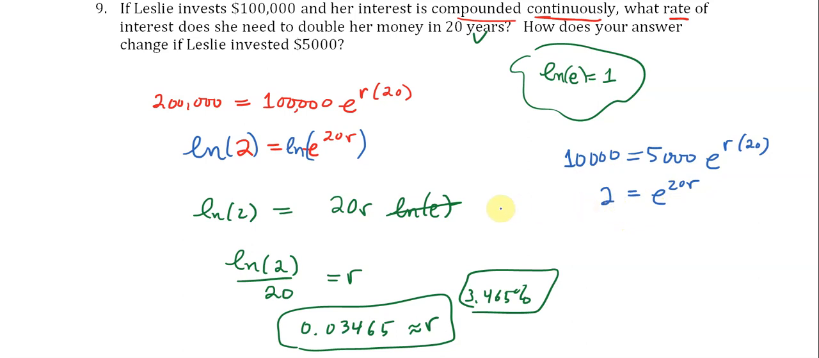Okay, so from this point here and this line here, you can see that it's all the same, so it doesn't change at all. So how does our answer change? It doesn't change at all. For whatever amount that you invested, if you're trying to double it, all of the logic will work out exactly the same way.